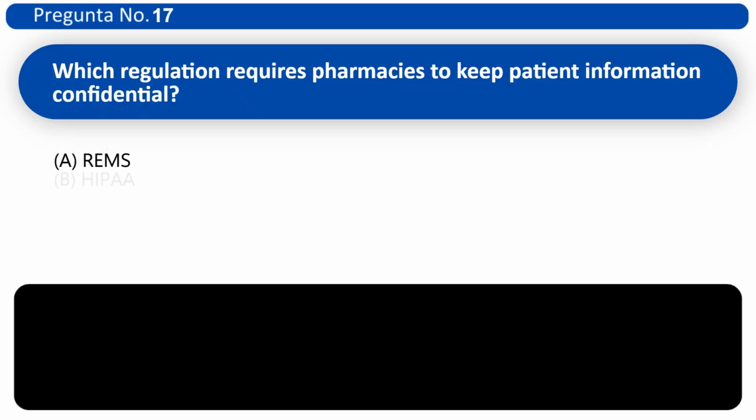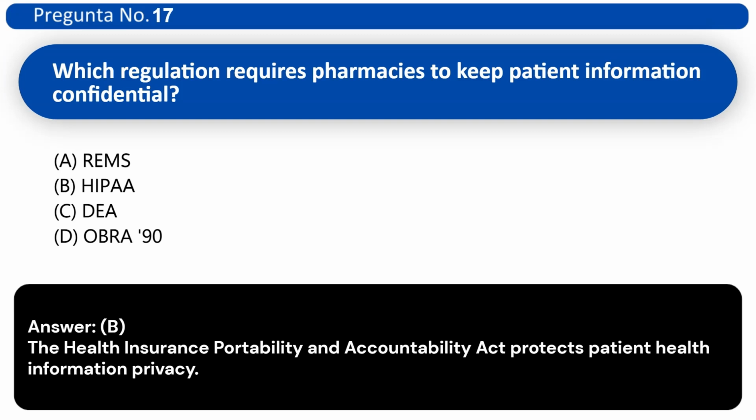Which regulation requires pharmacies to keep patient information confidential? A. REMS. B. HIPAA. C. DEA. D. OBRA 90. Answer B. The Health Insurance Portability and Accountability Act protects patient health information privacy.